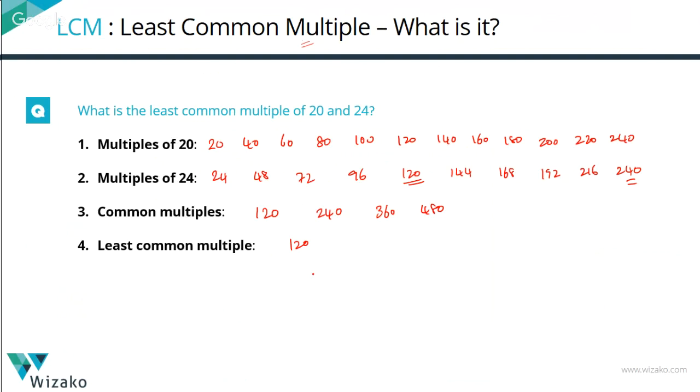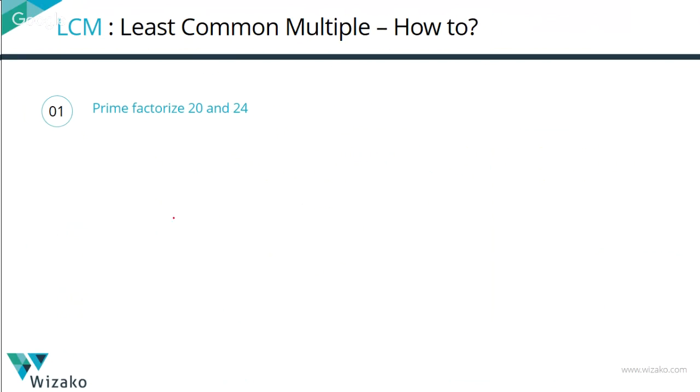Let's again go on and find out how to find the LCM. The how is very important because we're going to be using it in many questions. First step, prime factorization. Anything to do with number properties, I think your starting point is going to be prime factorization. So get comfortable with this idea of prime factorizing numbers in a jiffy.